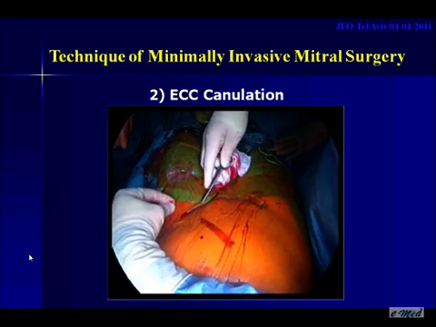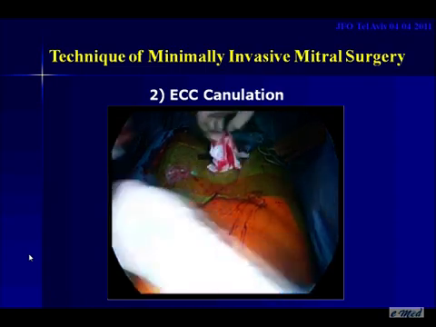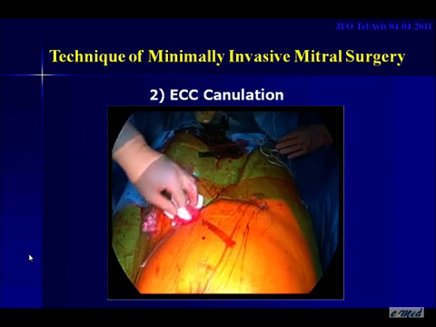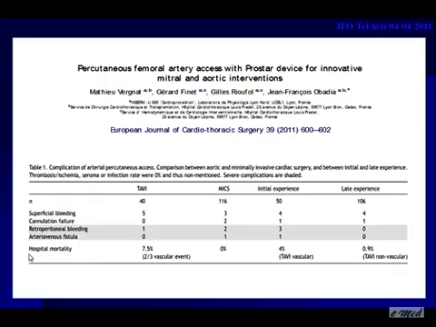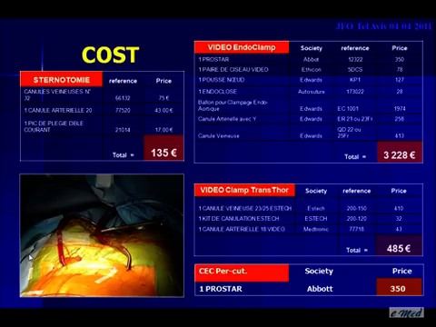As a consequence, today, a patient who is referred for mitral valve surgery in my institution has no more incision in the groin, and he just has an incision on the chest of 4 centimeters. And we have published this new technique of peripheral cannulation recently.